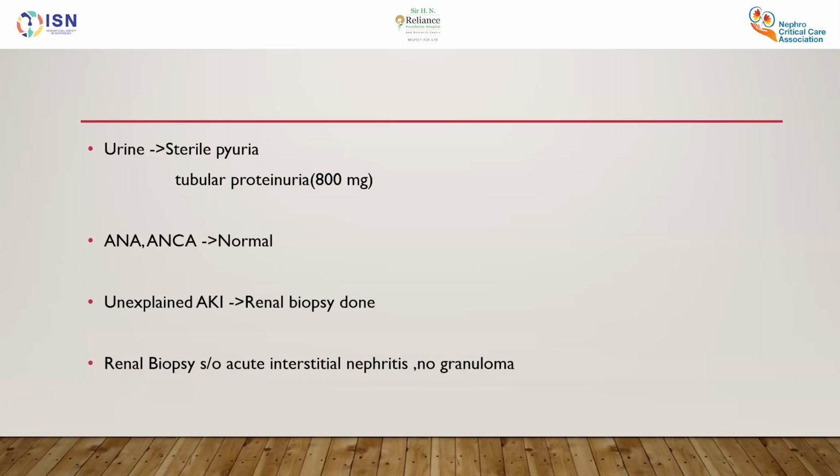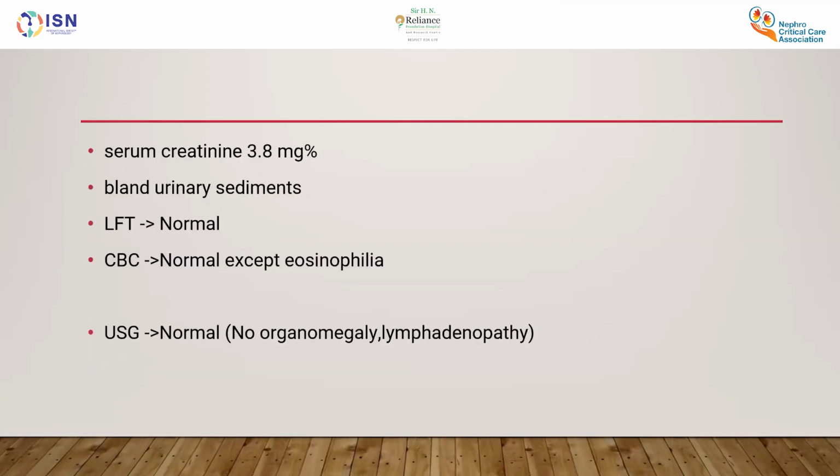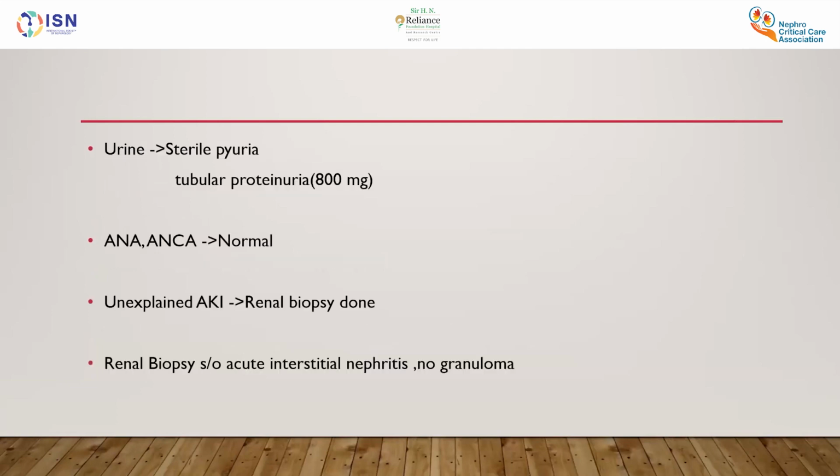Later, urine had some sterile pyuria and proteinuria, which on follow-up was found to be in the tubular range, 800 mg. ANA, immunoblot and ANCA were done, which were normal. And because of unexplained AKI, renal biopsy was done. The renal biopsy showed acute interstitial nephritis and there was no granuloma. So the question was, what was the etiology here? We had ruled out infection. We had ruled out other possibilities of AIN.